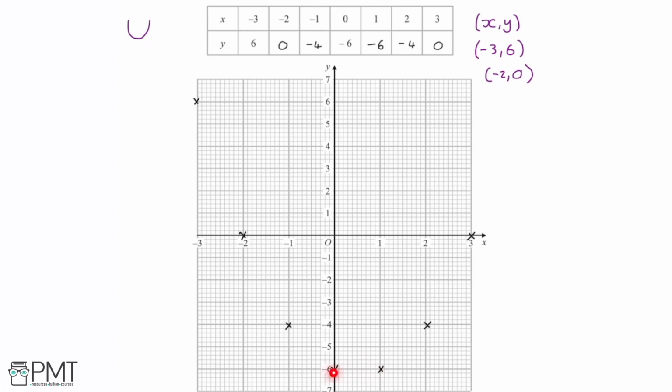As these are at the same height, there must be a turning point below them. So there must be a smooth curve between these two that goes below them. So now I can just draw this smooth curve in carefully, just ensuring that I do go through all of the points there.